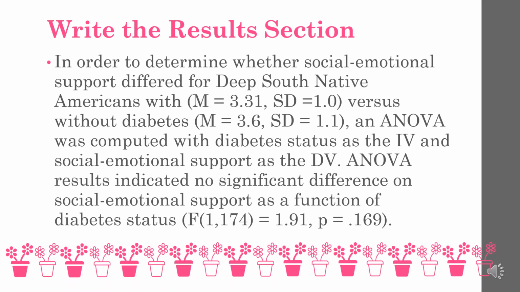So your results section would say something like this. In order to determine whether social emotional support differed for Deep South Native Americans with, and put your mean and standard deviation right there, versus without diabetes, ANOVA was computed with diabetes status as the IV and social emotional support as the DV. ANOVA results indicated no significant difference on social emotional support as a function of diabetes status, and indicate what your F value and p-value were.